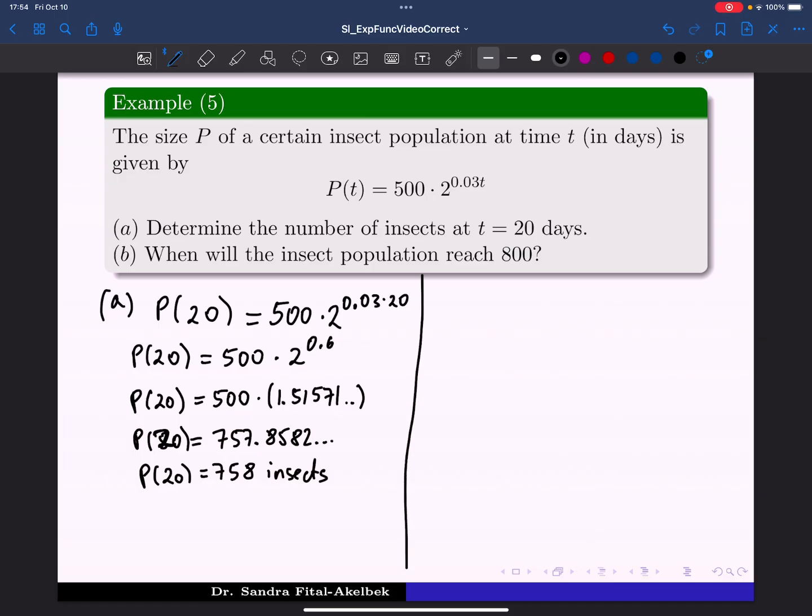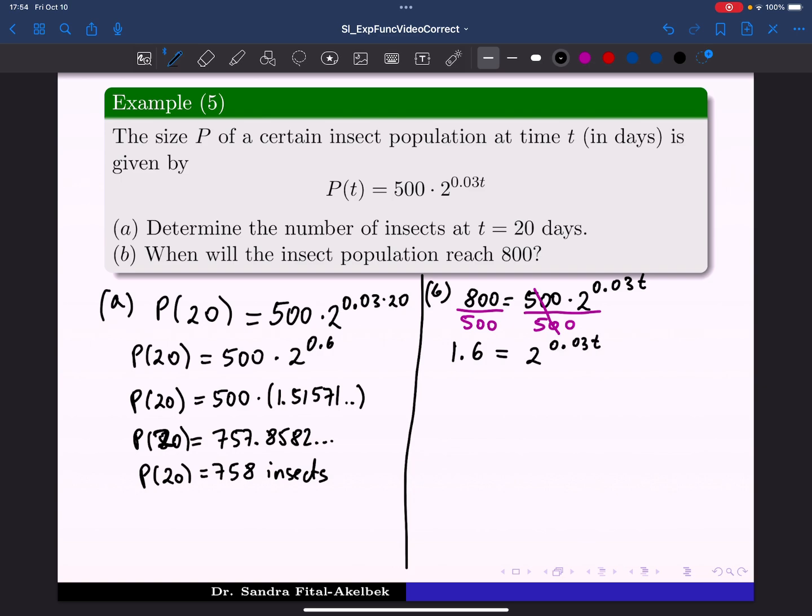For part B, 800 is the insect population, so this is equal to 800. So we had that 800 is equal to 500 times 2 to the power 0.03t. Then to solve it, we need to first divide by 500. So both sides divide by 500. This cancels out. And 800 divided by 500 is 1.6, is equal to 2 to the power 0.03t.